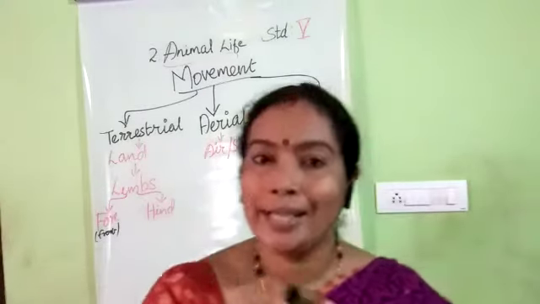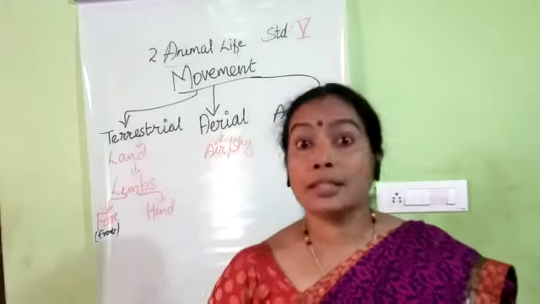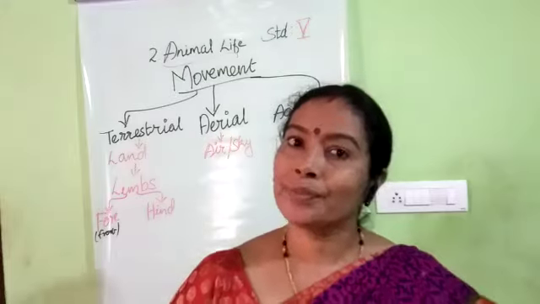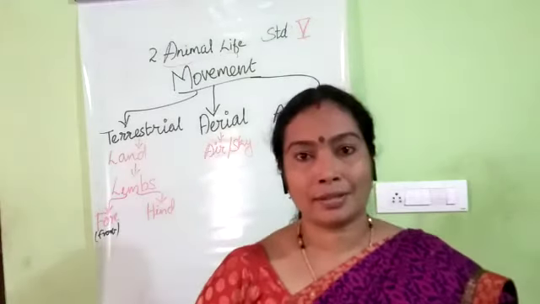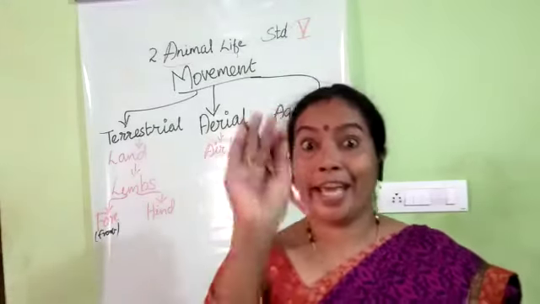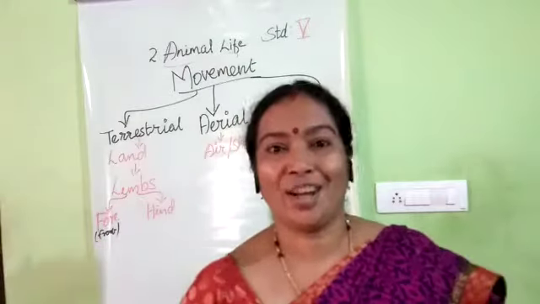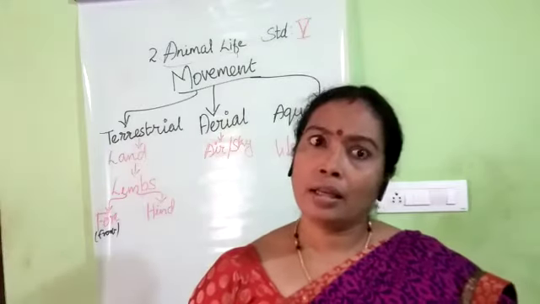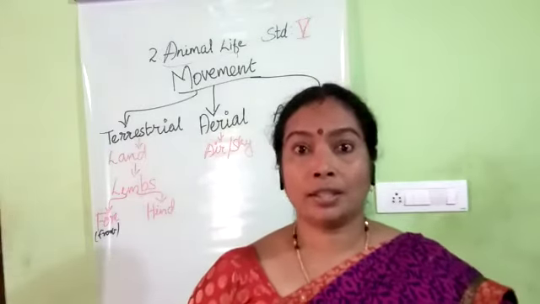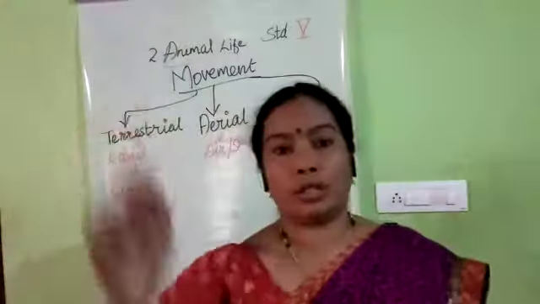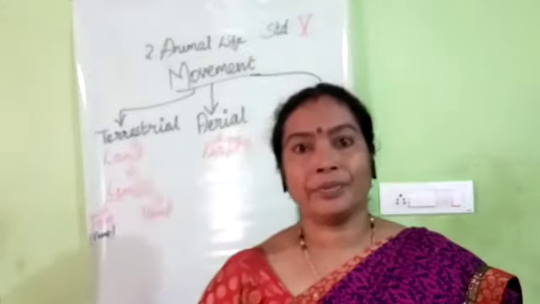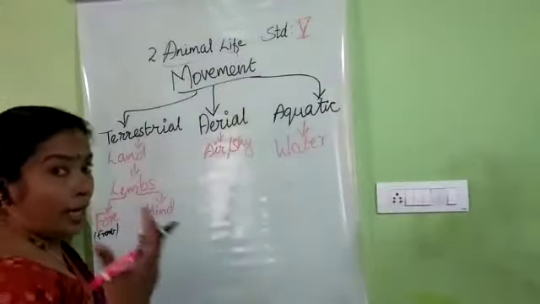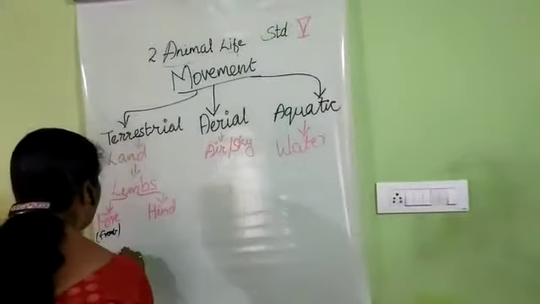Do you have any idea, children? Some of the animals don't even have legs. Can you say the name of any one animal that doesn't have legs? Yes, snakes, which we are afraid of a lot, isn't it? Snakes don't have legs. Then how can they move very fast, isn't it? How is it possible? Snakes have scales under their body. Scales.